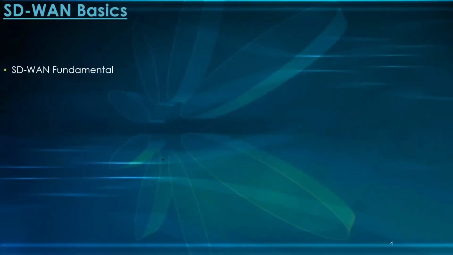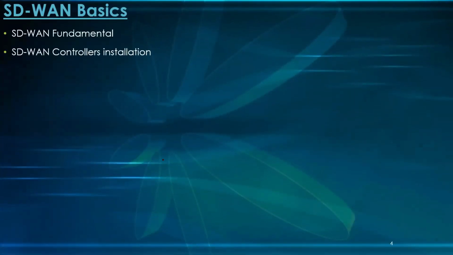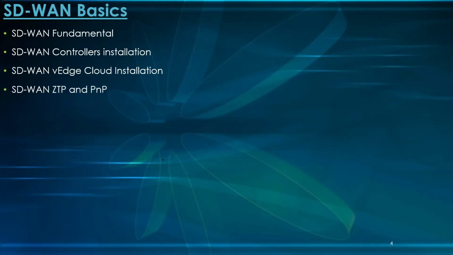In the basics, we are going to cover SD-WAN fundamentals and controllers installation. It has a set of controllers. We will tell you what those controllers are, what their functionality is, and how to install them. Then vEdge Cloud installation. In our lab, we don't have physical hardware, so we will show you the vEdge Cloud installation. From the configuration point of view there is no difference between vEdge Cloud and hardware. It's just that one is a physical appliance and the other is a software appliance.